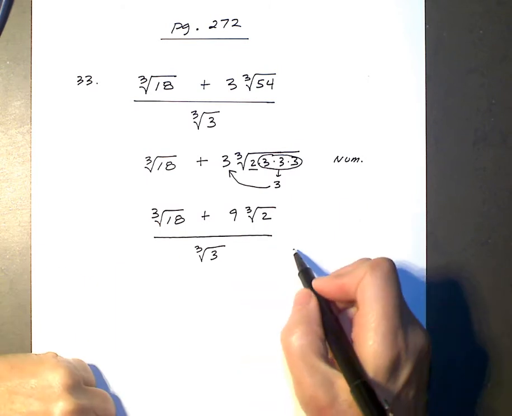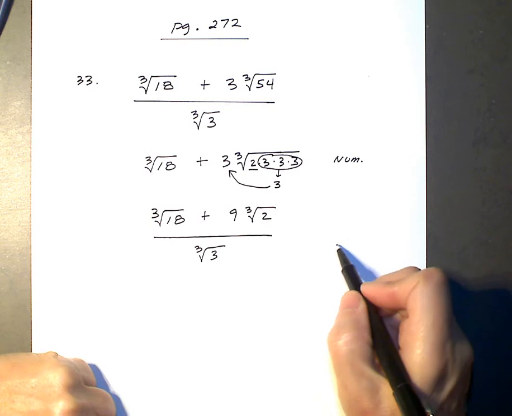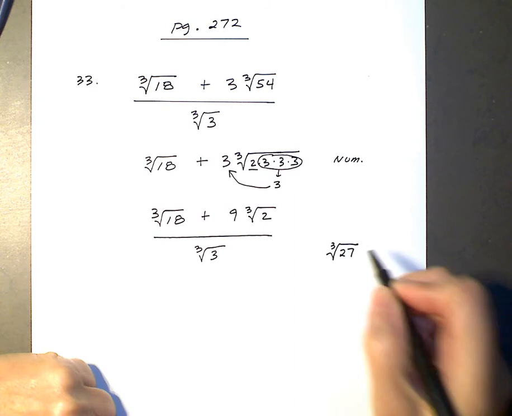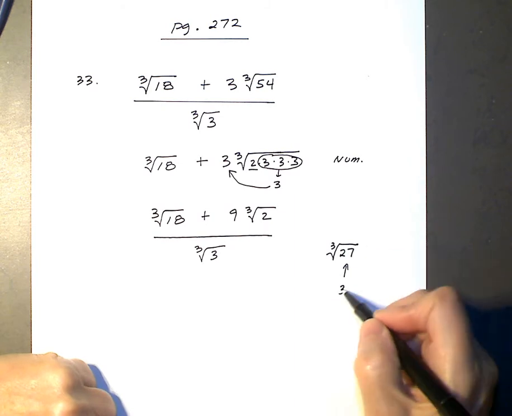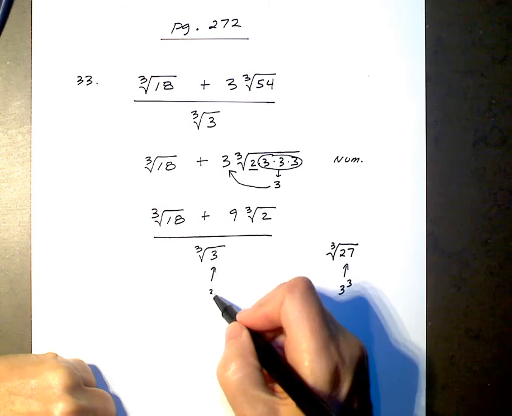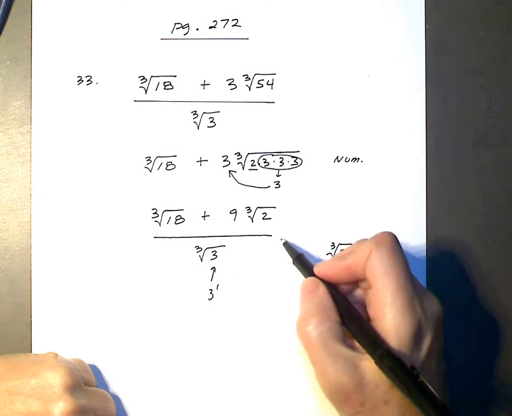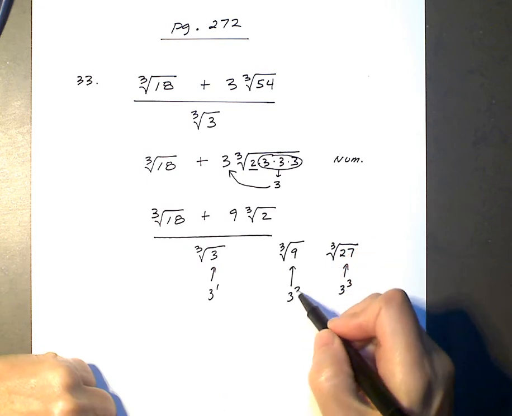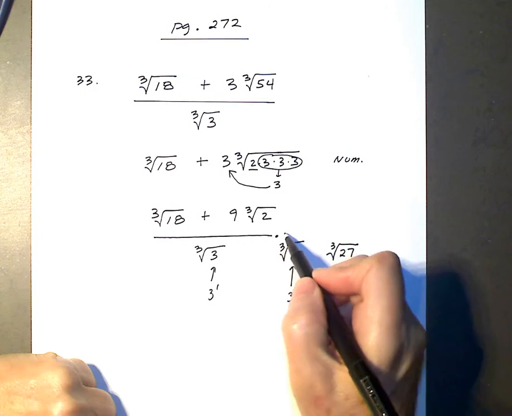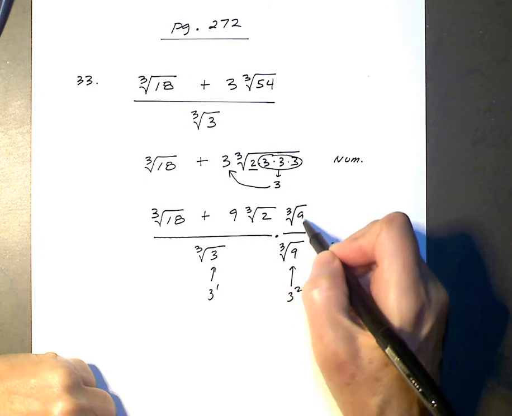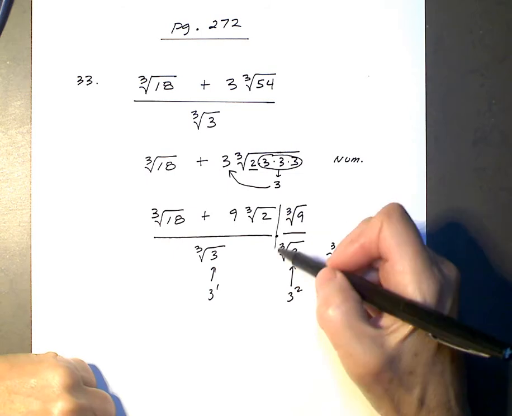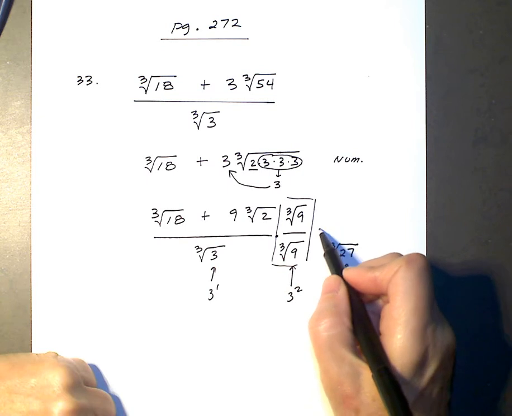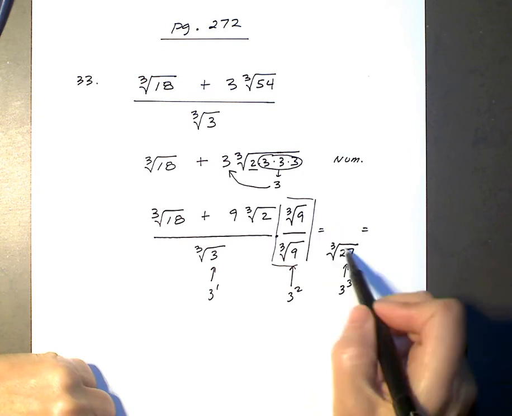So I'm going to multiply it by 1, but I have to determine what my goal is. My goal is going to be to get a cubic root of 27 in the denominator, which is 3 to the third. This is a 3 to the 1. So my missing factor here is the cubic root of 9, which is a 3 squared. So I'm going to be multiplying by 1 in the form of cubic root of 9 over cubic root of 9. So here's a 1. And when I get this then, in my denominator, I should have a 3.